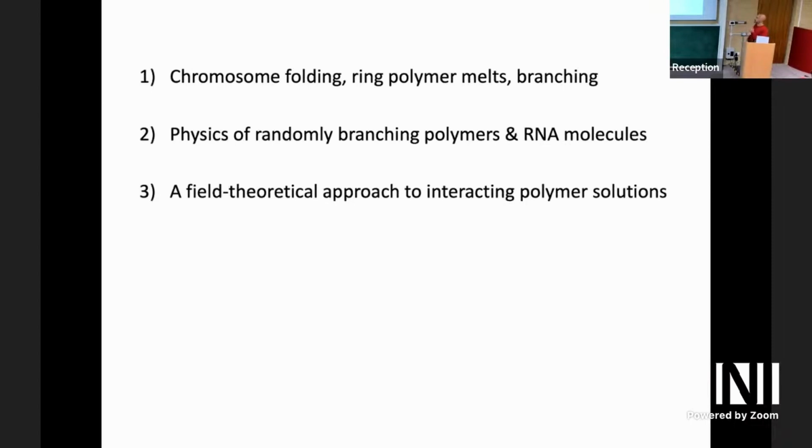So, as the title says, it will be about the modeling of chromosomes by using polymer physics. But actually, if I have time, I will also talk about some recent work we did, using very similar physics to what we use for chromosomes to understand the folding of RNA molecules. And also, if I have time, I will try to tell you about the recent field theoretical approach to interacting polymer solutions that we have just published. Because it's all related to my expertise, I think it will be interesting, hopefully for you too.